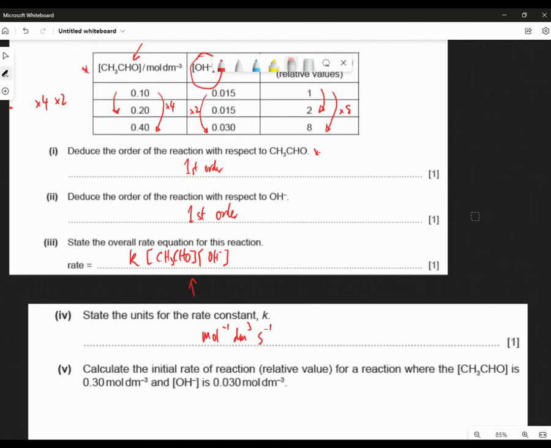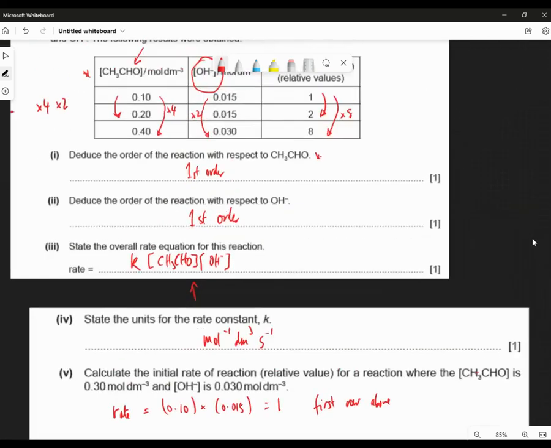All right, so I'm going for, if you look up here, 0.1 to 0.3 is going to times it by a factor of 3. So my rates, let me do this. If it's 0.1 for the concentration of the ethanol times 0.015, this equals 1, okay? And that's from the first row from the table above.